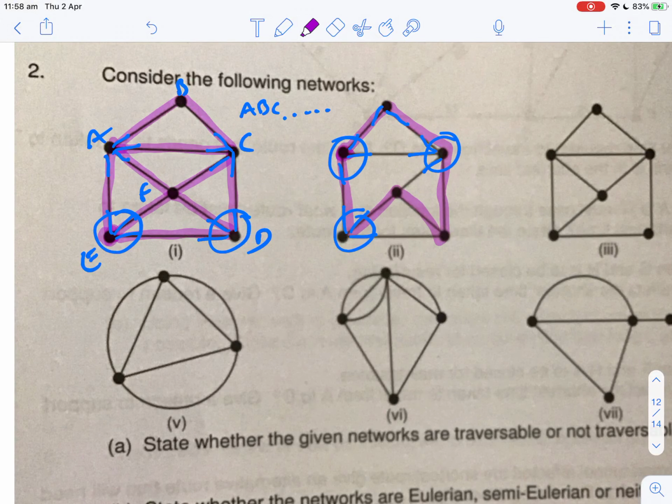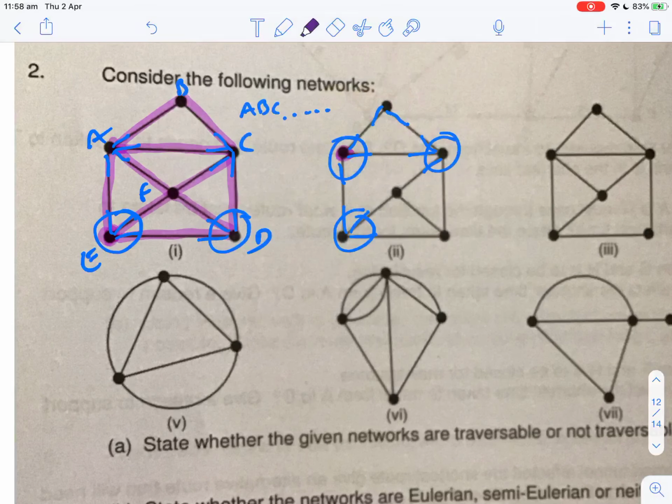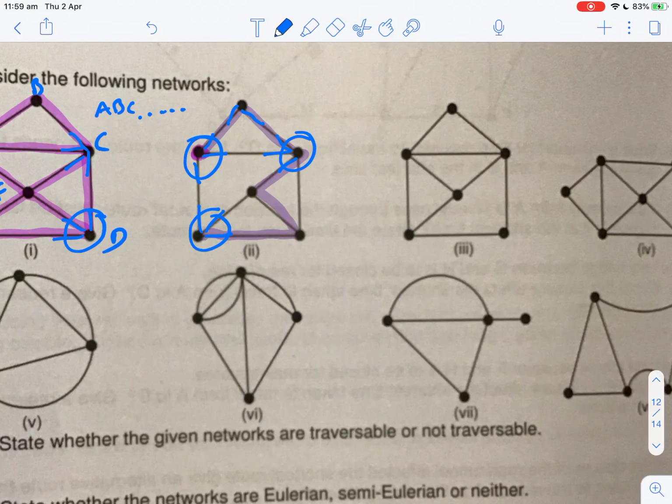I don't need to travel on every edge, but I've been around and I've begun and ended at the same point. If I wanted it to be semi-Hamiltonian, I could just undo that last edge. I didn't mean to undo the whole lot, but we'll go again. So again, I could just go around and stop one earlier, and that would then be a semi-Hamiltonian path. Let's have a look at the next one.